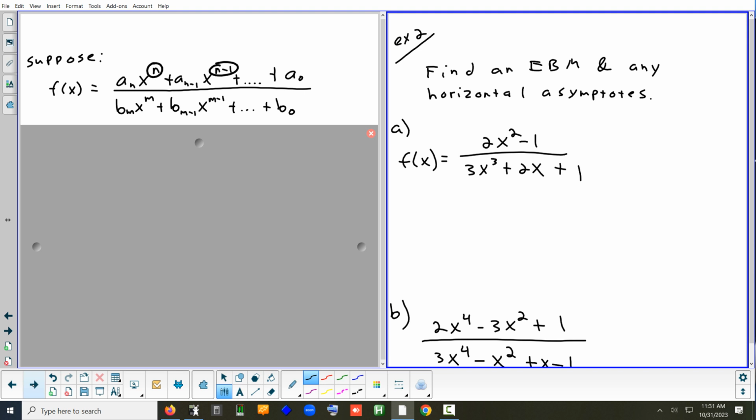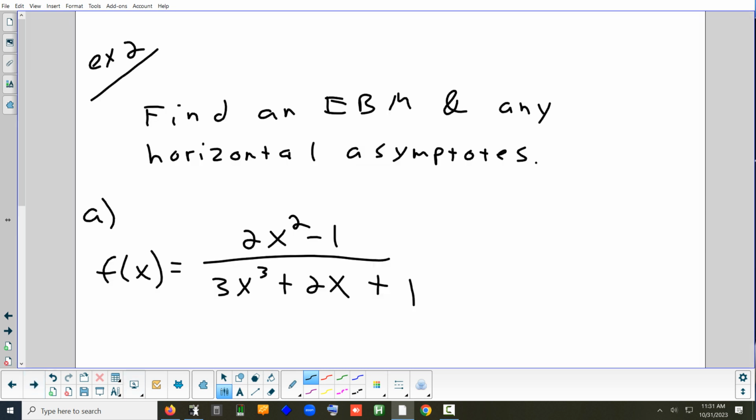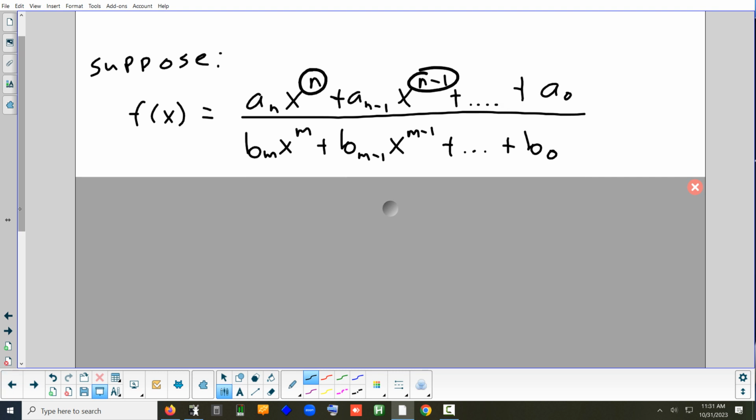Now yesterday somebody asked me, is there a way to figure out horizontal asymptote without sketching it? And I said we're going to talk about something called an EBM. We talked about it before when we did polynomials. The EBM was the highest degree term. And remember, if you graph the EBM and you graph your polynomial, you could zoom out far enough and they would look the same. So the EBM is basically a big picture of what your polynomial looks like. It's like a simplified version.